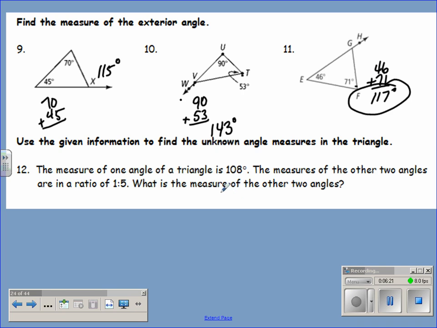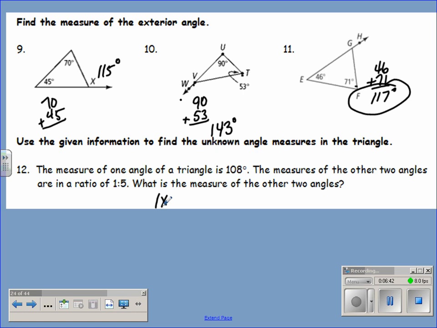Here's our last story from before we close. The measure of one angle of a triangle is 108. The other two are in a ratio of 1 to 5. What is the measure of the other angles? These problems like to give students fits because they don't like the ratios. This is what you do with a ratio term. It's very simple. You put an x after it.